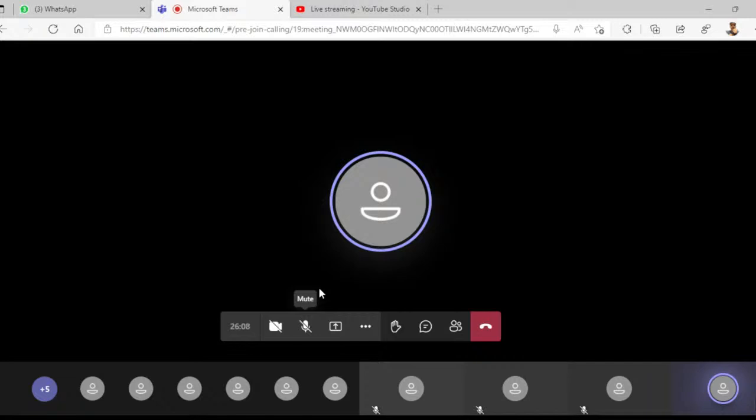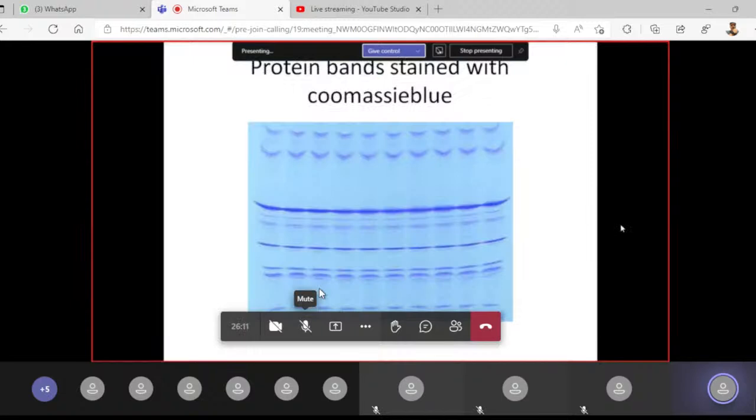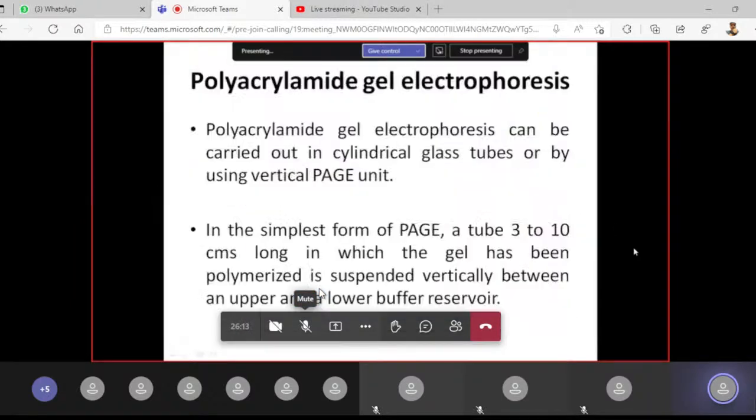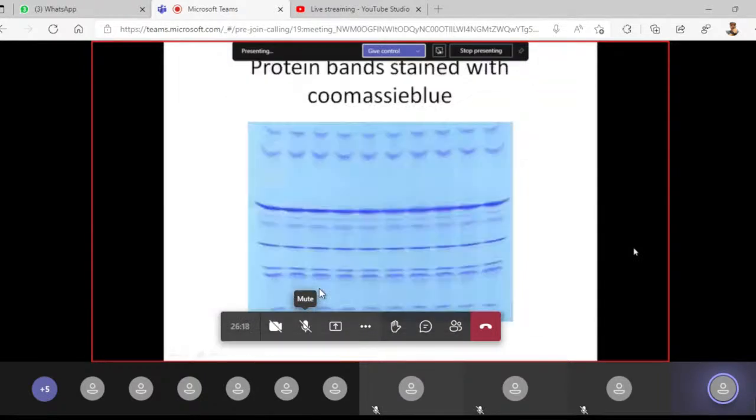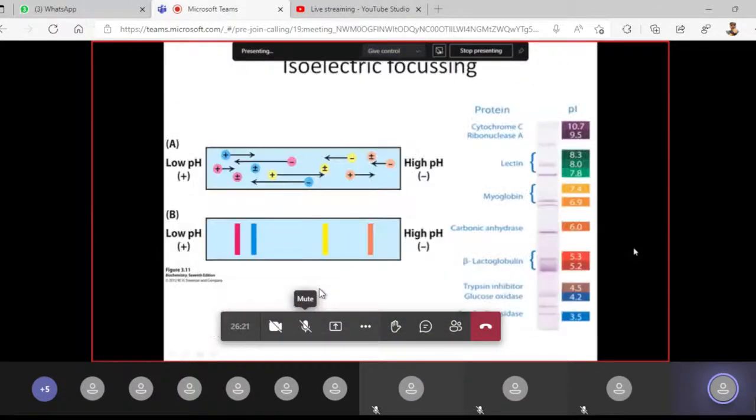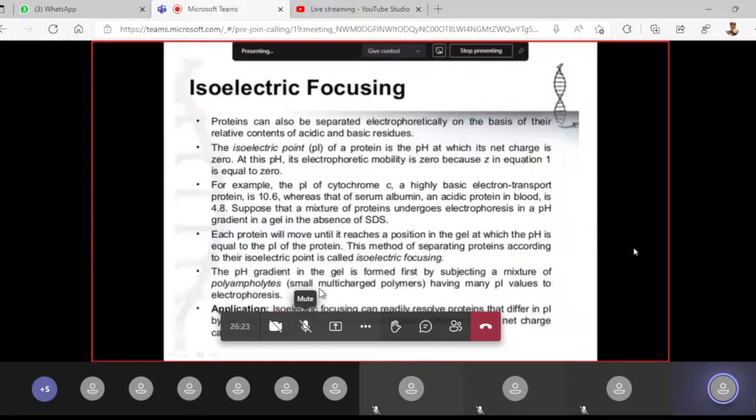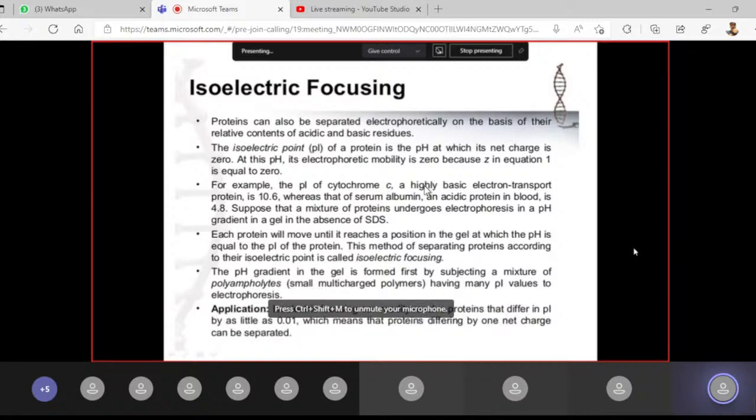So we completed native PAGE, SDS-PAGE, and agarose gel electrophoresis. Now one more concept is isoelectric focusing. This is based on the isoelectric point of a protein. What you have to remember is, I told you that proteins carry no net charge at the isoelectric point. Below that they are positively charged, above that they are negatively charged.